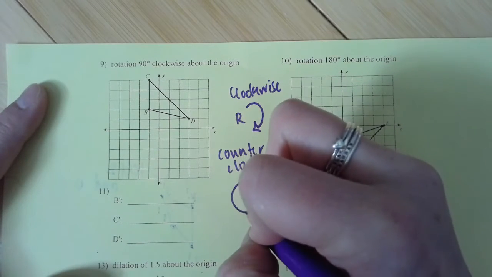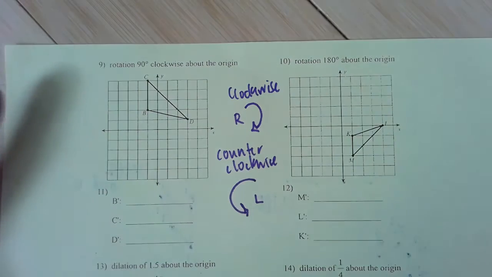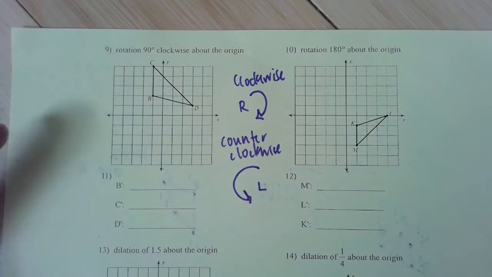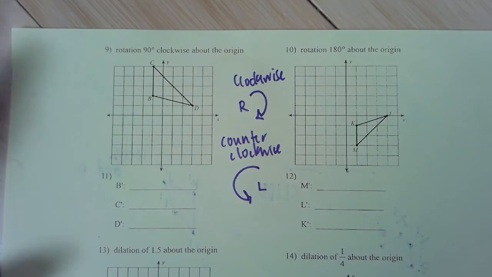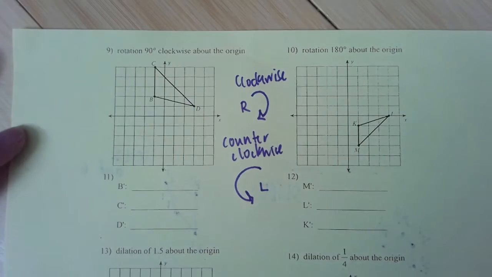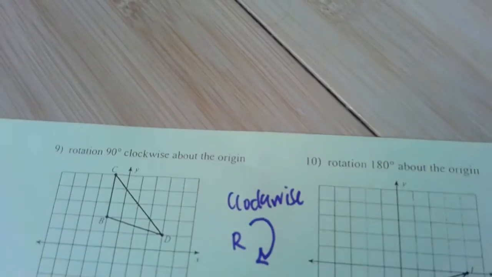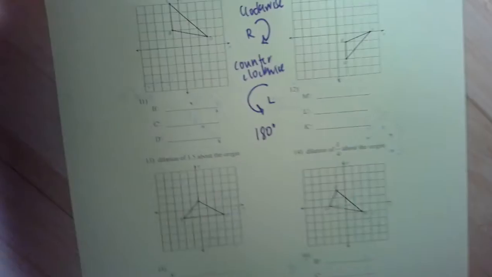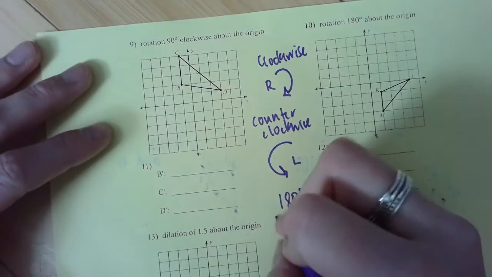Counterclockwise is a turn to the left. Okay, so what we're going to do is we're going to physically turn our paper. Then we have a 180-degree rotation, and we're going to turn our paper all the way upside down if that happens.